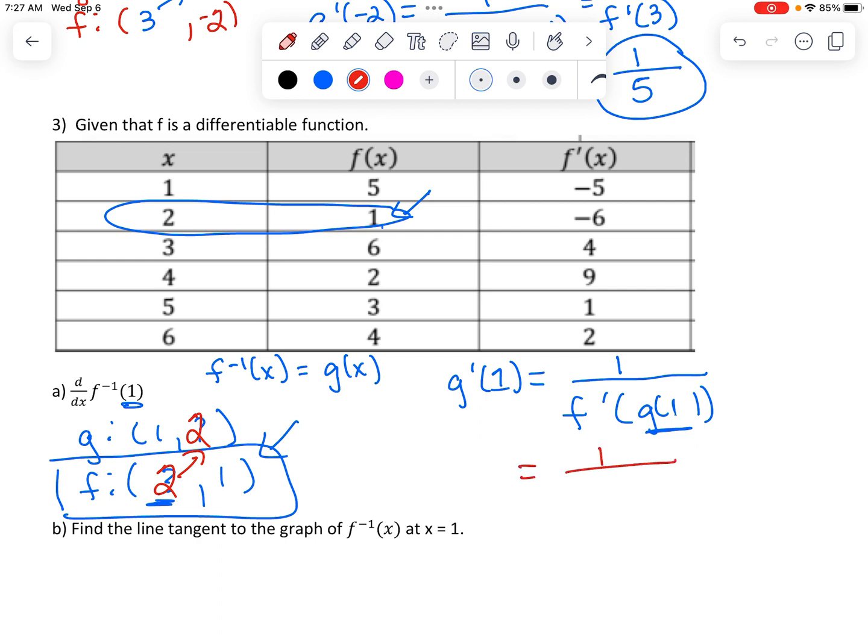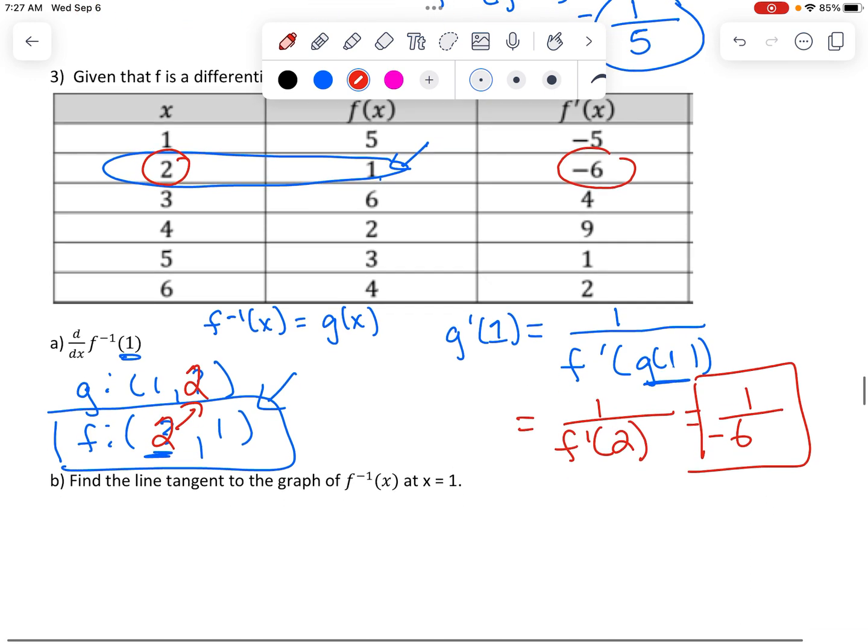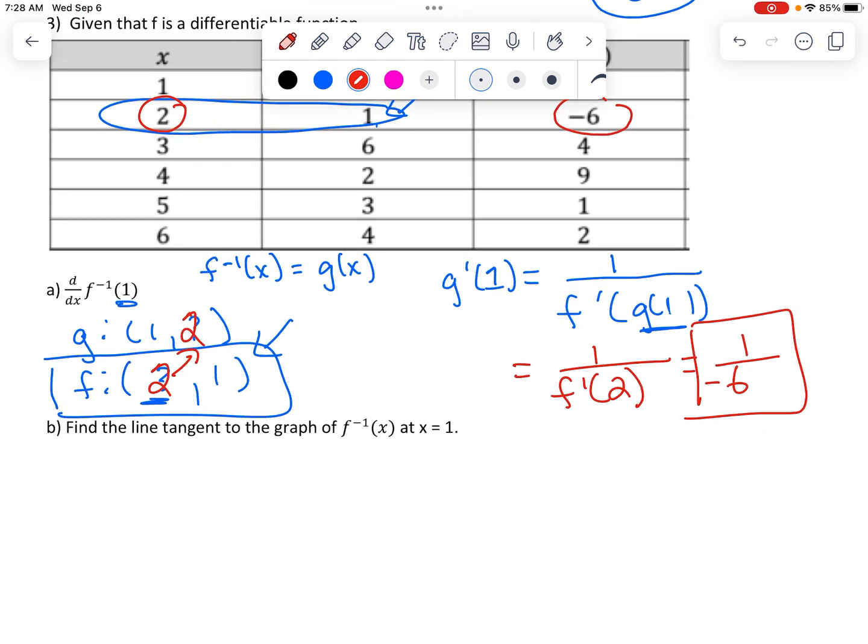So I have 1 over f prime of g of 1, which is going to be 2. And then f prime of 2, I can get from the table at x equals 2. What's f prime? It's negative 6. So there it is.